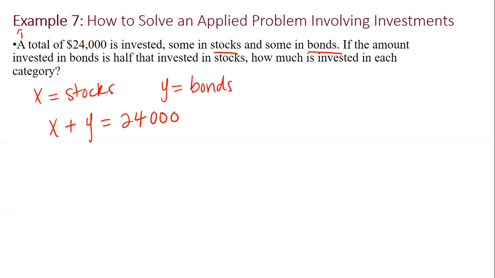So this makes our first equation. That first sentence makes our first equation. The second sentence makes our second equation. It says, if the amount invested in bonds is half the invested in stocks. So we know that bonds, meaning equal mathematically, is half of my stocks, which is X divided by 2. Does that make sense? So we now have our two equations.